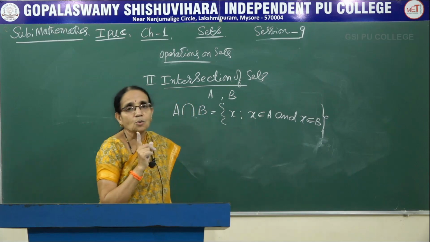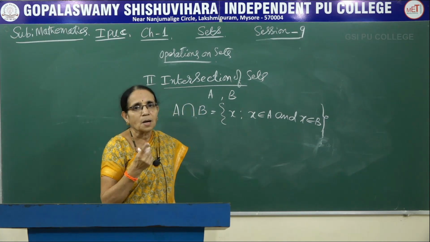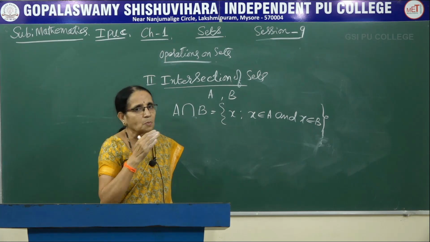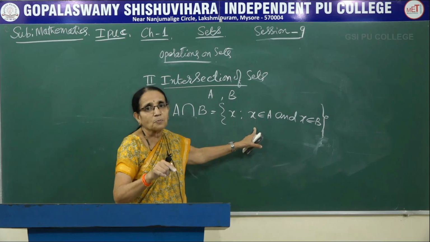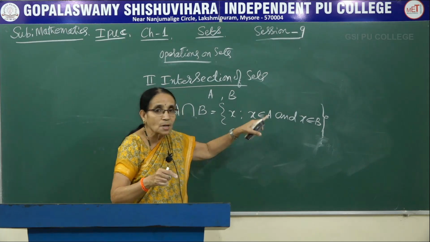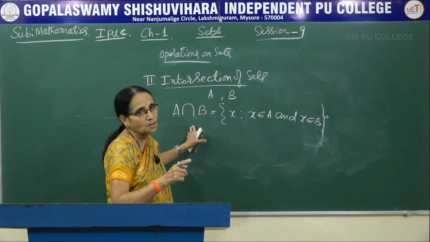Understand here, I had used the word "or": x belongs to A or x belongs to B. Or means it is union. It can be present either in A or in B. Whereas here it has to be present in A as well as in B. Then only we consider that as the intersection.